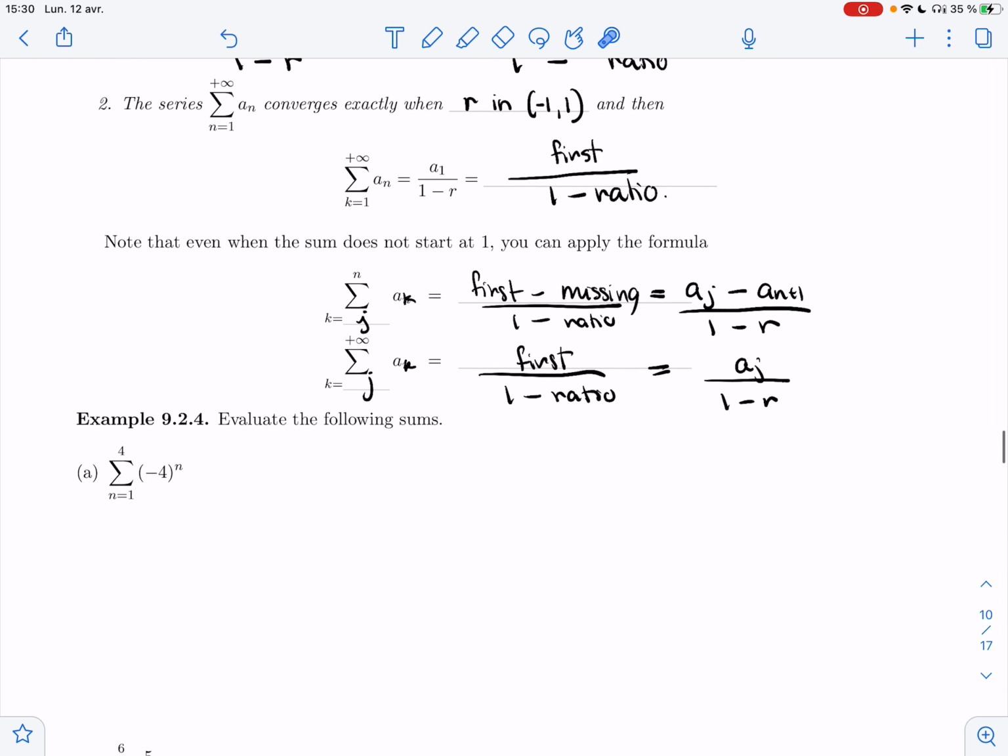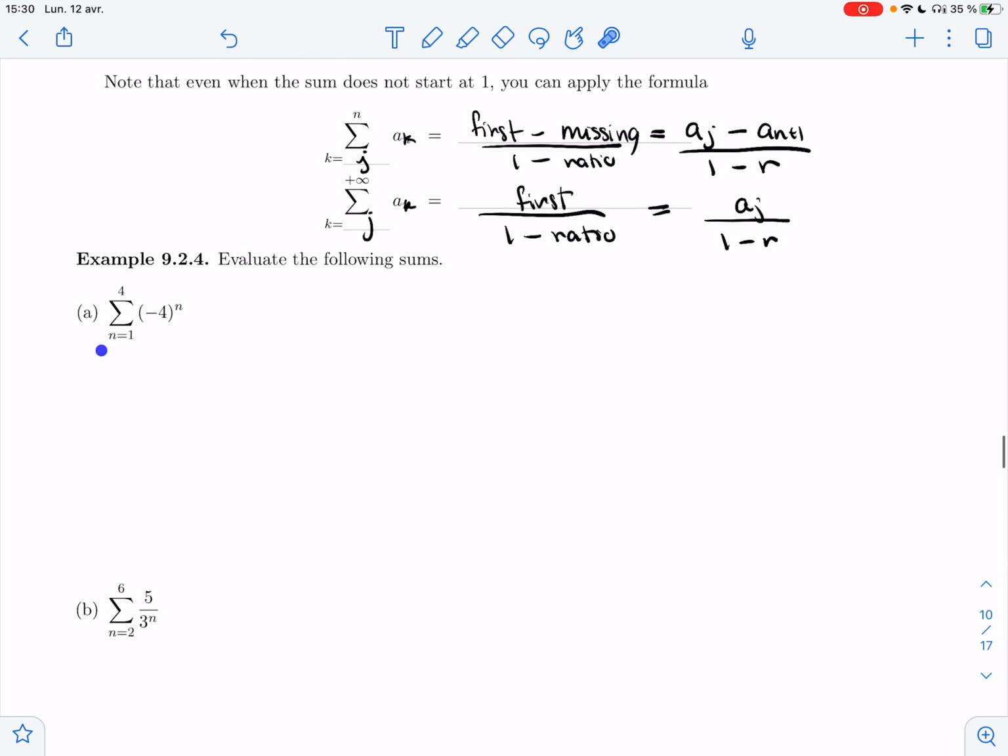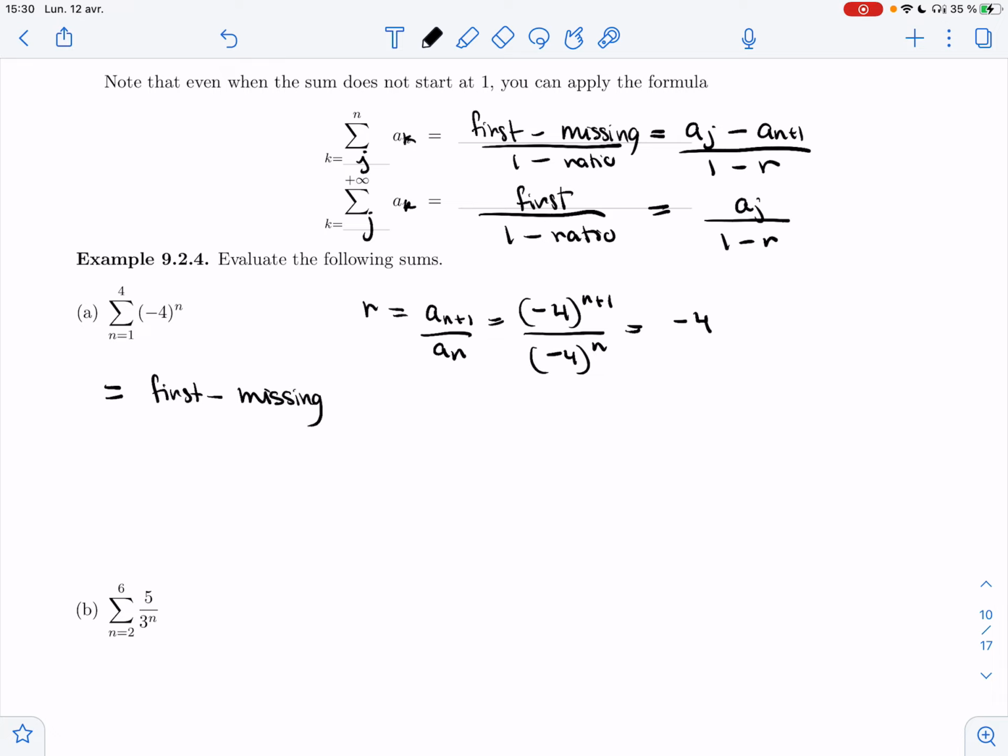Okay, so evaluate the following sum. I'm going to use these formulas on the following finite sum of a geometric series. And so here, let's find the ratio. We already found it before, but it's not exactly the same. So that's (-4)^{n+1} over (-4)^n, I get a ratio of -4. All right, so we said this was first minus first missing over 1 minus ratio. And so first is n equals 1, that's (-4)^1. Missing is n equals 5, that's the first one I'm not actually listing, and 1 minus ratio.